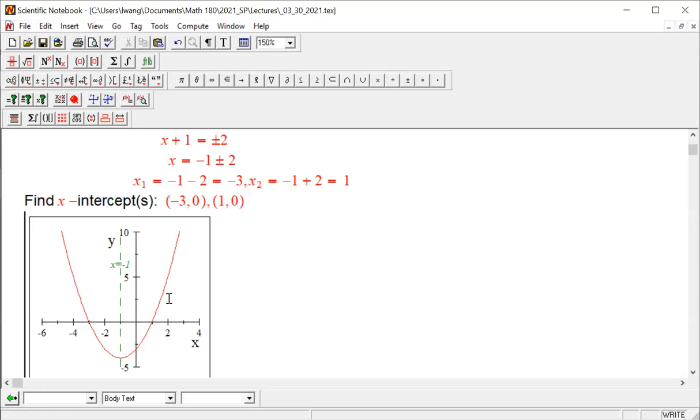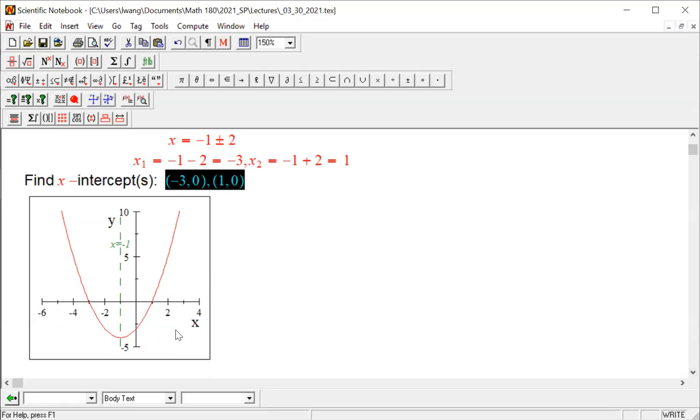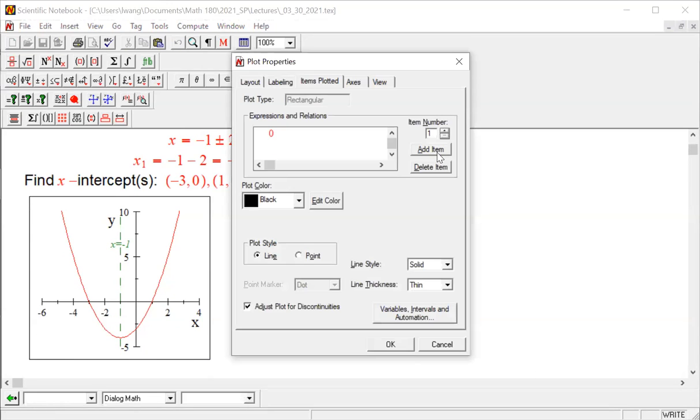So far, we're going to summarize. We mark the 2 new points, and we're also going to mark the vertex and the y-intercept. How about that? We have achieved so much, right? We're going to mark these points with red dots. Are you guys doing that?